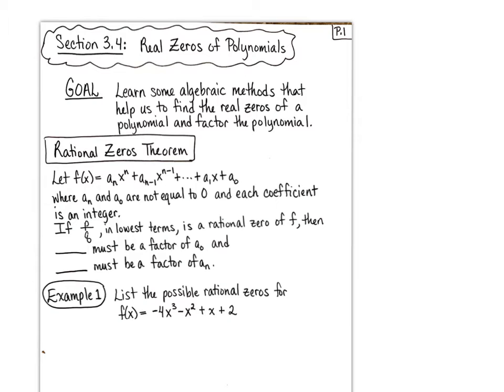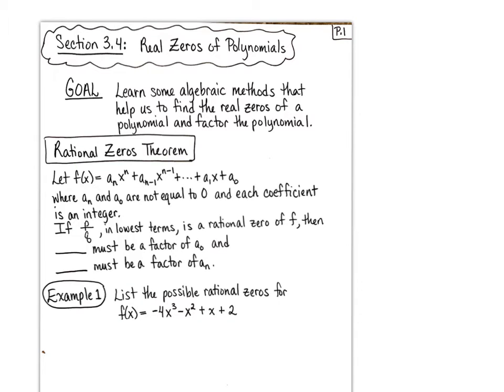Okay, so today we're talking about real zeros of polynomials. Our goal is to learn some algebraic methods to help us find the real zeros of a polynomial. And once we have the real zeros of the polynomial, we want to factor the polynomial completely. So that's where we're heading. Okay, so first off, let's talk about the rational zeros theorem.